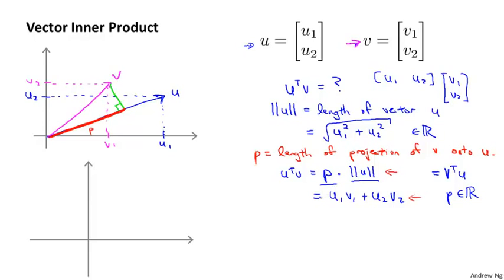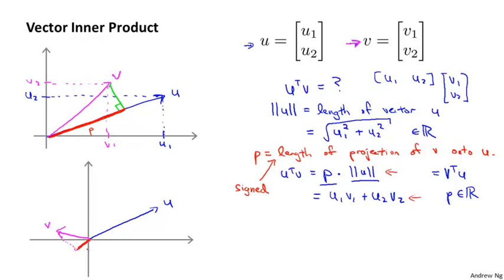Just one last detail, which is that p is actually signed, so it can be either positive or negative. So let me say what I mean by that. If u is a vector that looks like this, and if v is a vector that looks like this, so if the angle between u and v is greater than 90 degrees, then if I project v onto u, what I'll get is a projection that looks like this.